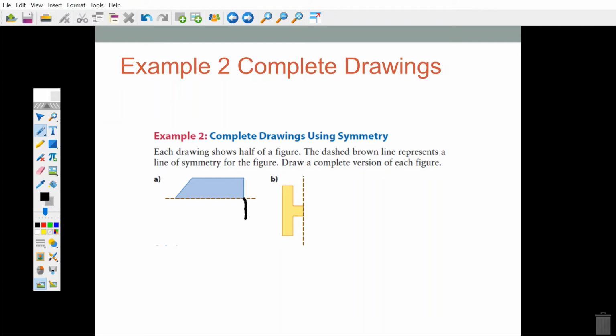If it was on a piece of graph paper, you would be able to measure it a little bit better. For now, I'll just sort of freehand draw it. And we're looking for the equal half, the opposite half of each shape. Close enough, so that we can see the complete drawing using those lines of symmetry.